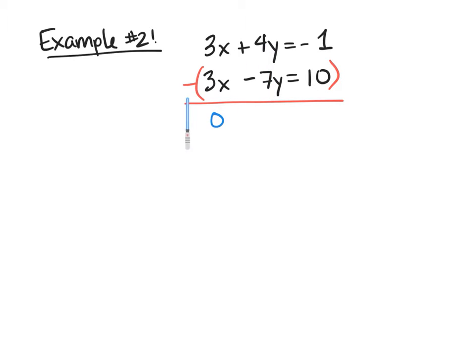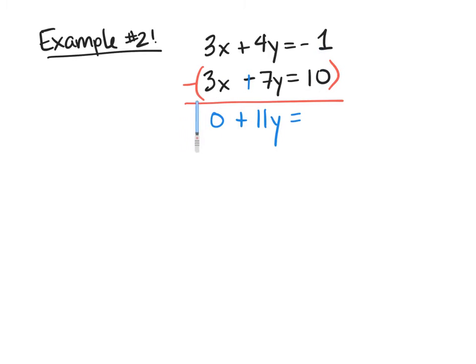4y minus a negative 7y. I'm going to say that one more time. 4y minus a negative 7y. So minus a negative means what? What's happening there? That is going to turn into a plus. So what we've really got is 4y plus 7y. So what is 4y plus 7y? That is 11y.